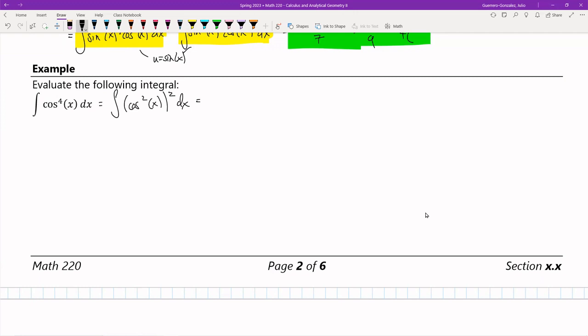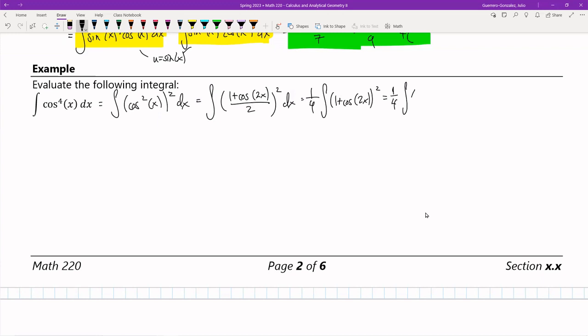Equal. Now, cosine squared of x had a nice half angle formula, right? This becomes the integral of (1 plus cosine of 2x over 2) squared dx. Now, if I distribute the square to the top and the bottom, I'm going to have 1 over 4 integral of (1 plus cosine 2x) squared.